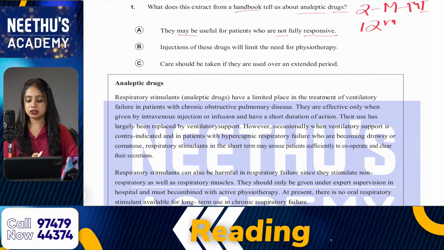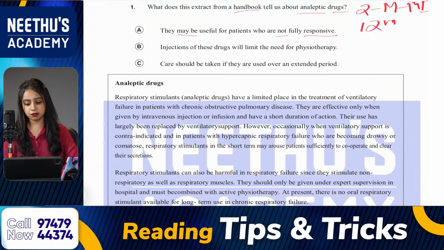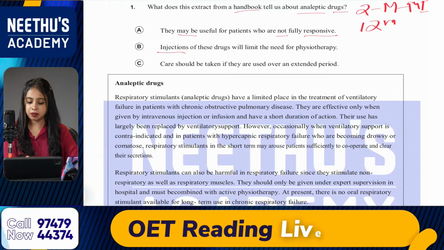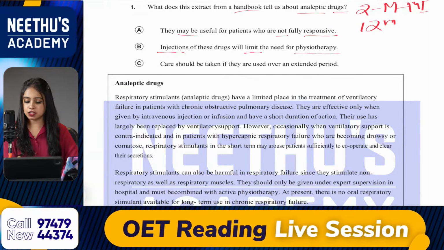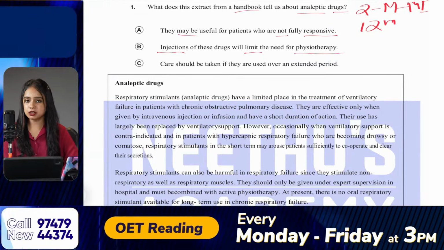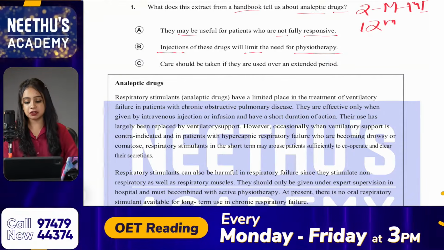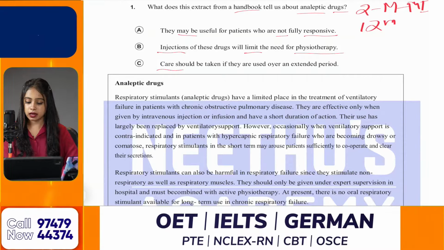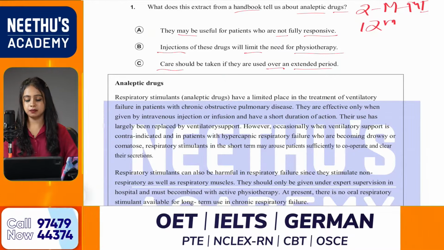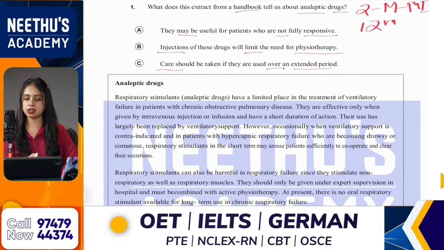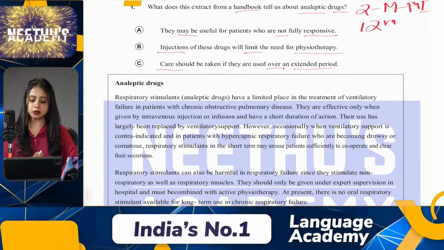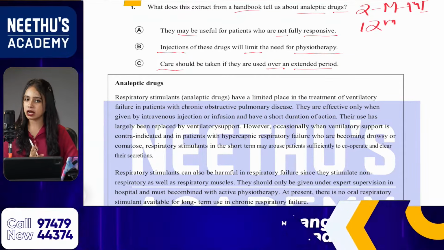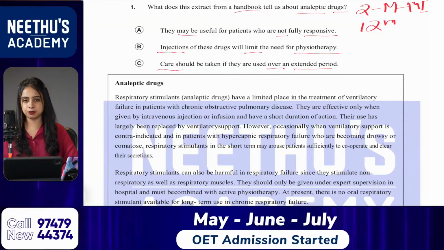Injections of these drugs will limit the need for physiotherapy. So my keywords: injections, then limits, physiotherapy. What about option C? Care should be taken if they are used over an extended period. So my keywords: care, then over, extended. So these are my keywords from these 3 options. Likewise, you can mark your keywords from these options. I know that this question is a little bit tough.